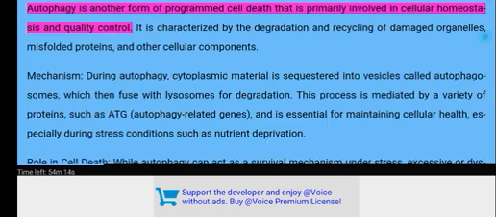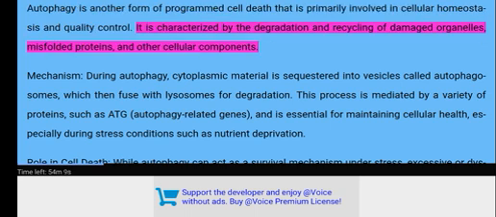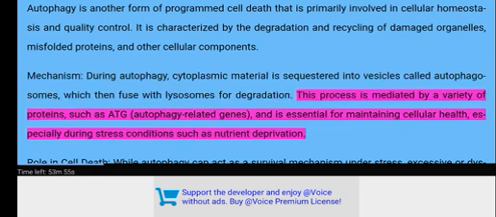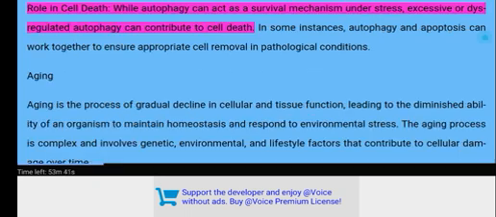2. Autophagy. Autophagy is another form of programmed cell death that is primarily involved in cellular homeostasis and quality control. It is characterized by the degradation and recycling of damaged organelles, misfolded proteins, and other cellular components. Mechanism. During autophagy, cytoplasmic material is sequestered into vesicles called autophagosomes, which then fuse with lysosomes for degradation. This process is mediated by a variety of proteins, such as ATG, autophagy-related genes, and is essential for maintaining cellular health, especially during stress conditions such as nutrient deprivation.